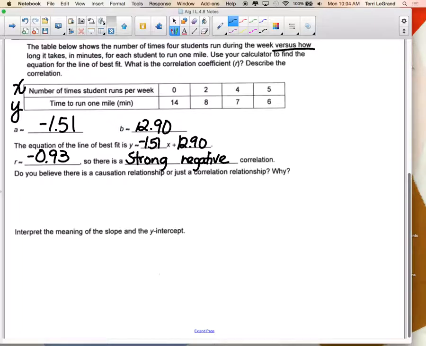Now we're going to talk about the next thing on here. It says, do you believe there is a causation relationship or just a correlation relationship, and why? Turn in your books to page 288, right in the middle. There's no highlighting here, but it talks about causation. Students have a hard time keeping the distinction between correlation and causation. Just because there's correlation does not mean there's causation. We've already decided there's strong negative correlation. So now we have to decide would there also be causation. Who's willing to read for us what causation is about? What's causation?